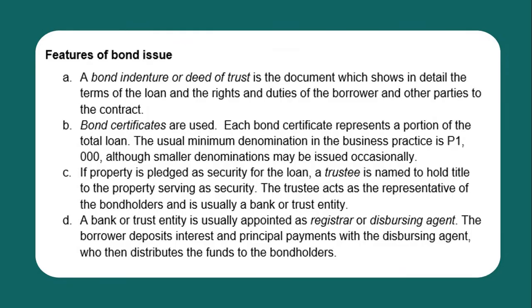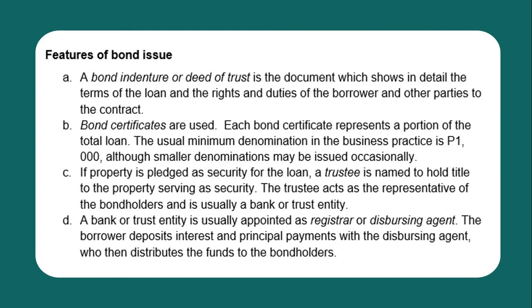So, what are the features of a bond issue? When there is an issuance of bonds from an issuing entity to an investor, there are usually documents available, or the process itself. So, we have a bond indenture or deed of trust. It is the document which shows in detail the terms of the loan and the rights and duties of the borrower and the other parties to the contract.